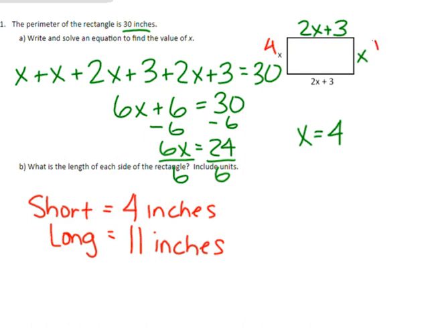If we have 4, 4, 11, and 11, all four of those sides should add up to 30 inches. And if we add both the 11s and both the 4s, we do get 30. So it's a good way just to check to make sure that you have the right side lengths.